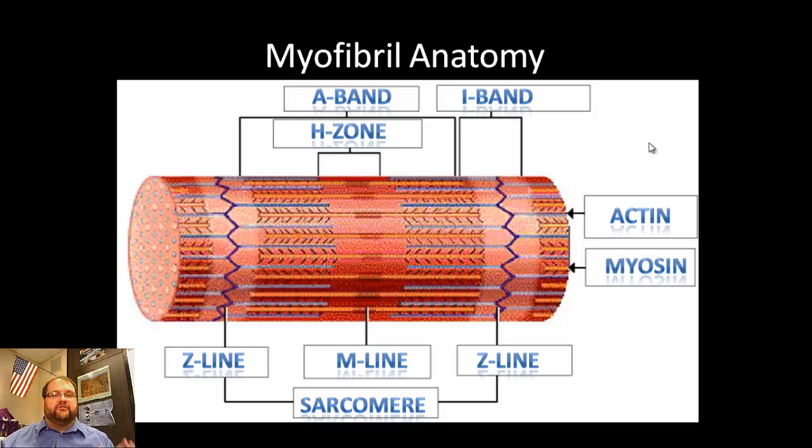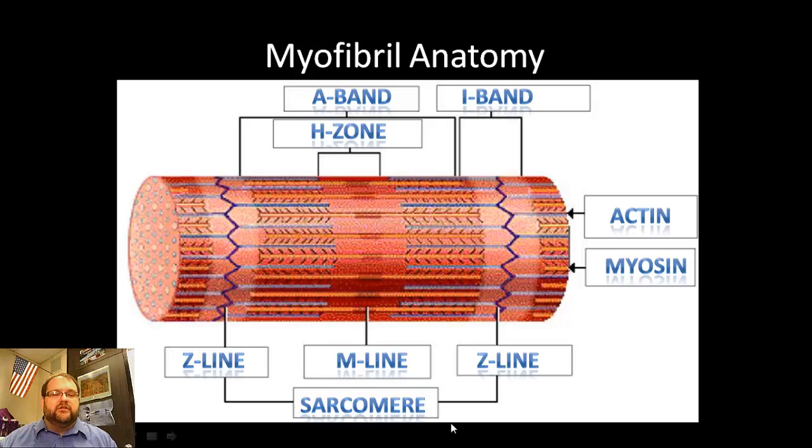The I band surrounds the Z lines, and it's just actin. The H zone is just myosin, and it's in the center there. The M line's a dark line in the middle. The A band is the band that goes from end to end of the myosin. The Z lines are these jagged lines here, and then a sarcomere is from Z line to Z line. So that's our myofibril anatomy.